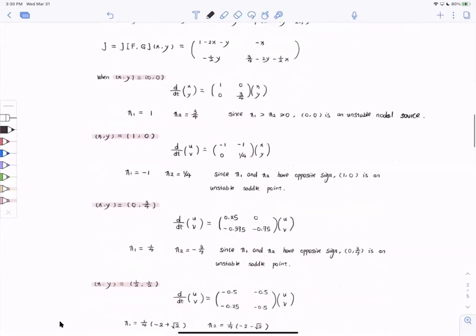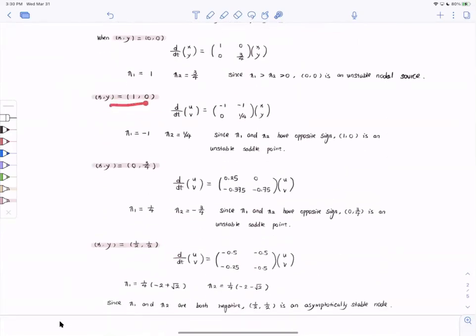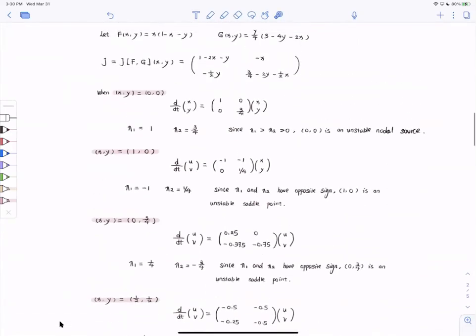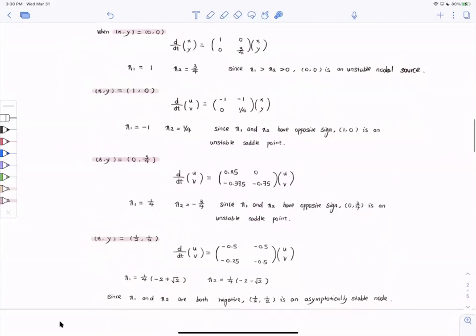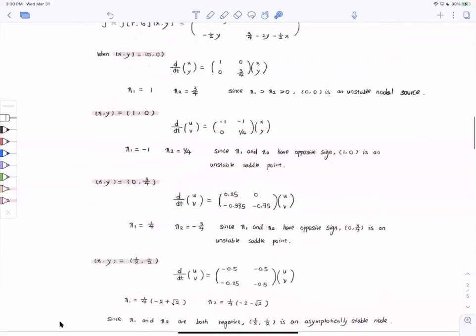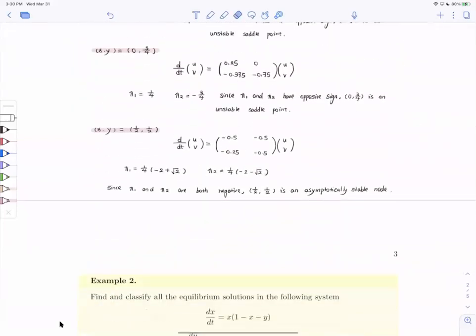Okay, and then similarly, when you have (1, 0), you plug it back into the Jacobian matrix, you'll get this, and then you have opposite signs, so it's an unstable saddle point, and similarly for the other ones. I think for this one they want you to talk about sink. So I'm going to change it to nodal sink. Okay, so this type of question is pretty straightforward, but a lot of computation.